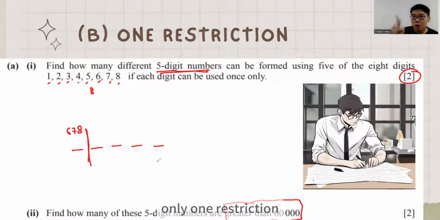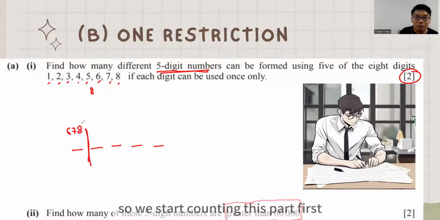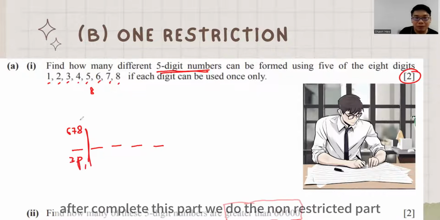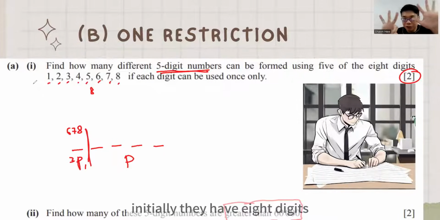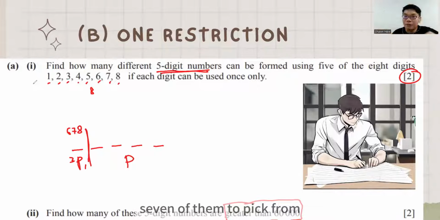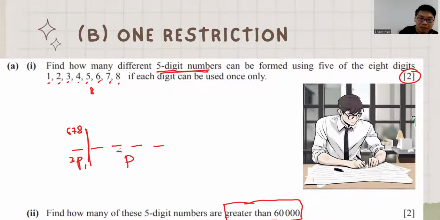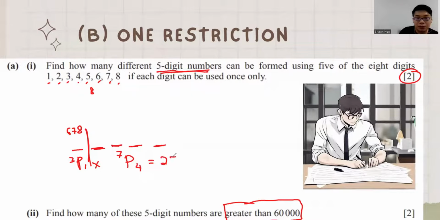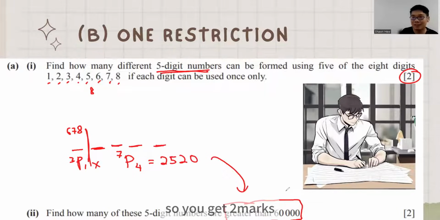So only one restriction, so we start counting this part first. This part, we only have 3 digits, so it's 3P1. We choose one of them. After completing this part, we do the non-restricted part. Initially, we have 8 digits, and for the restricted part, we already chose 1. So we have 7 of them to pick from. We need to fit in how many positions? 4 positions. So 7P4. That gives 2,520. So you get 2 marks.